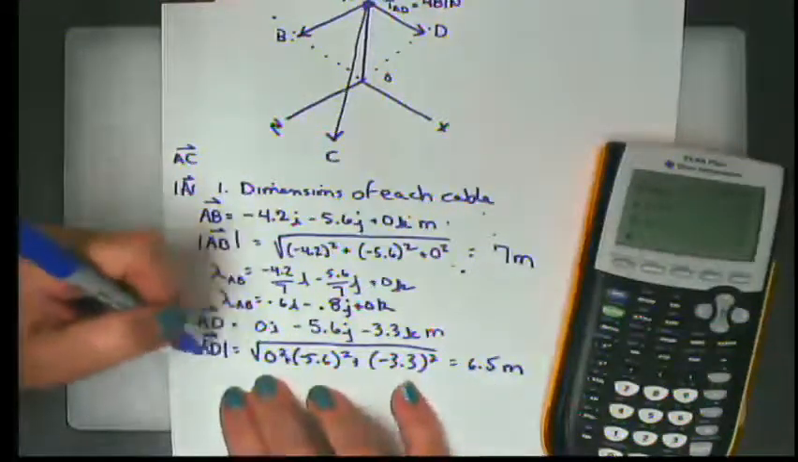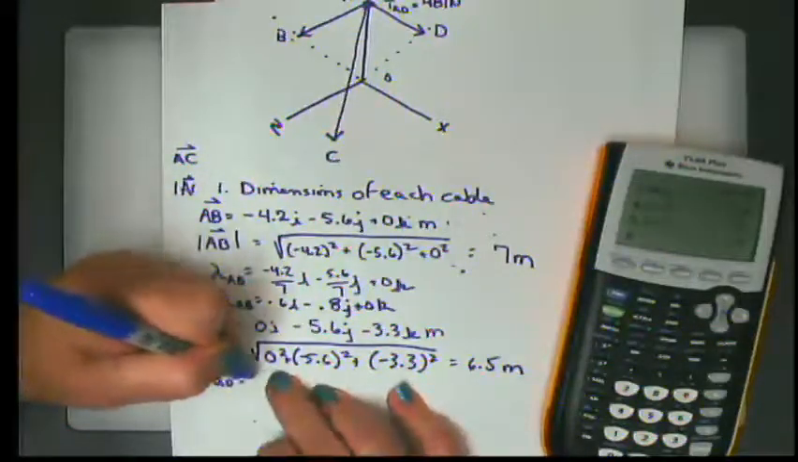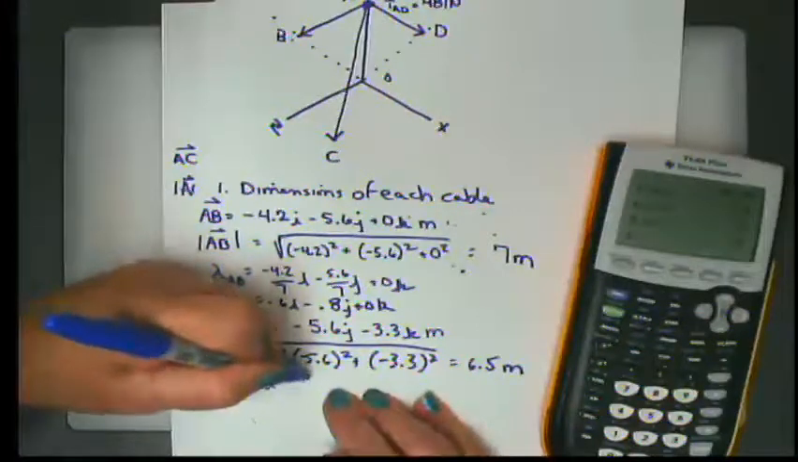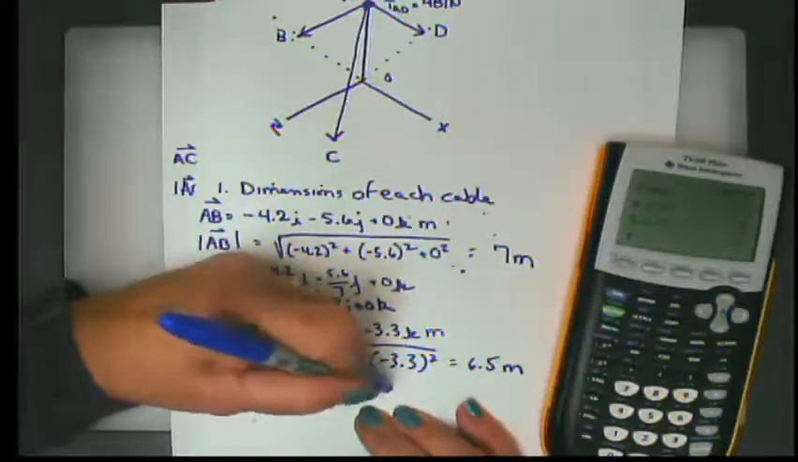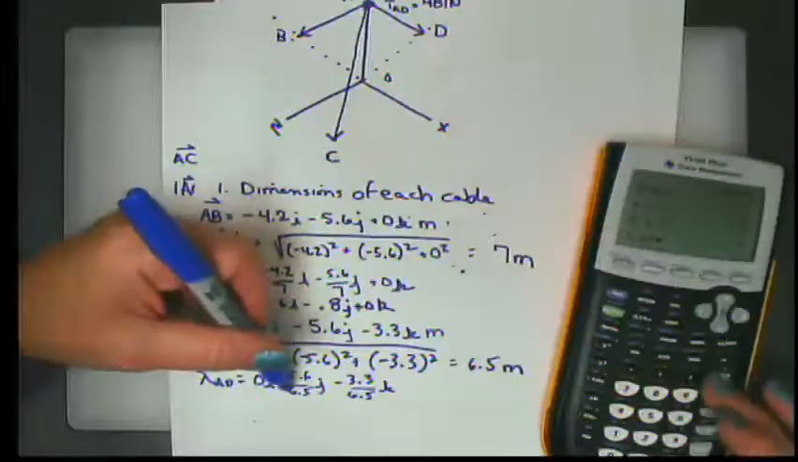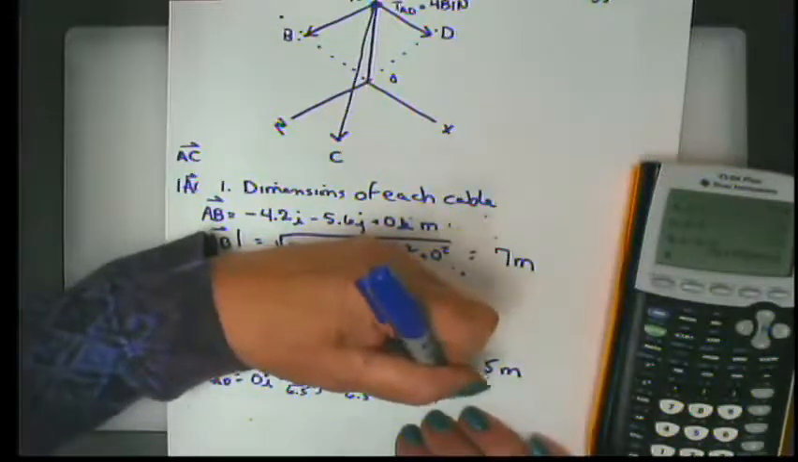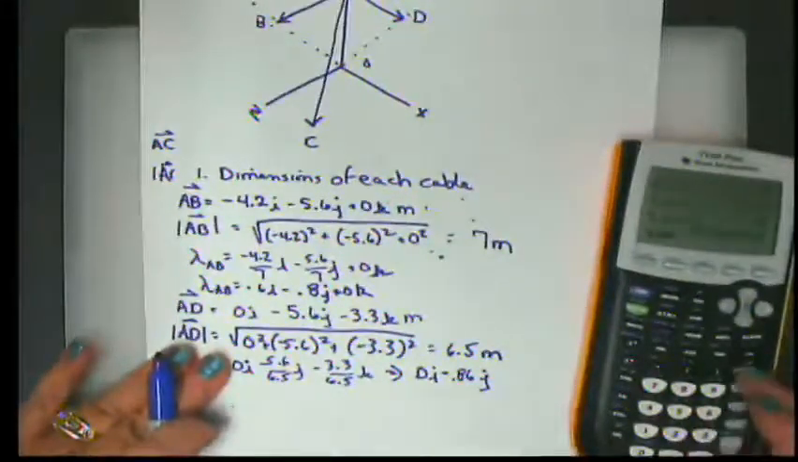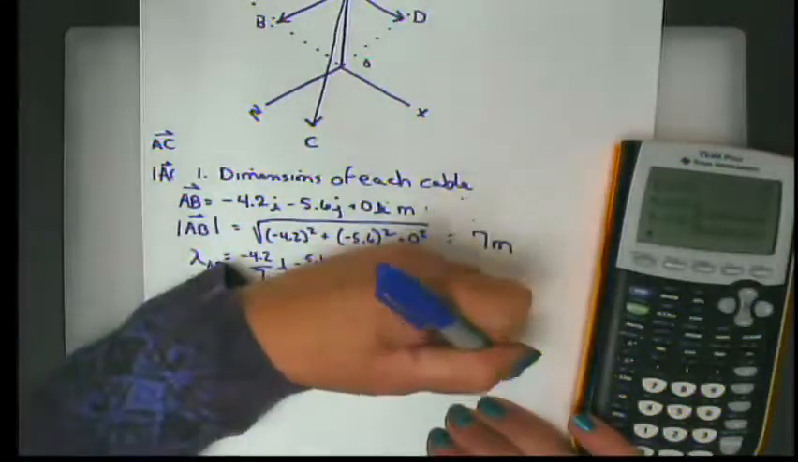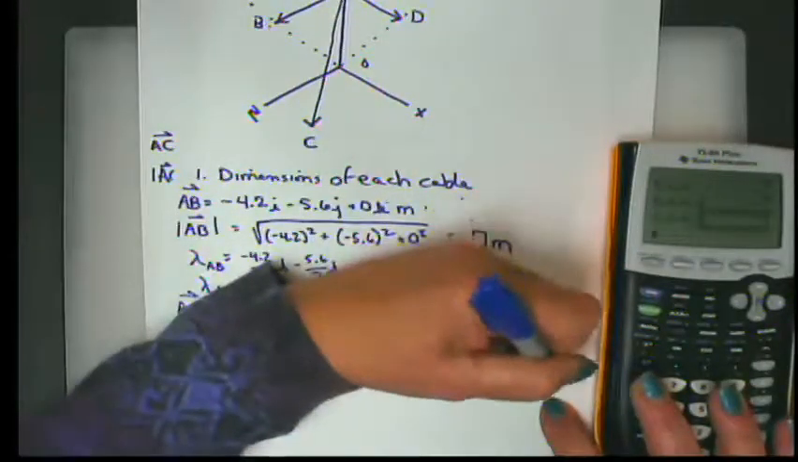Okay, do the same thing for AD. Lambda, the unit vector in the AD direction, is going to be 0I minus 5.6 over 6.5j minus 3.3 over 6.5k, and 5.6 divided by 6.5 is, this is 0I minus 0.86j, and 3.3 divided by 6.5, it's negative 0.508, so 0I minus 0.86j minus 0.508k. All right.